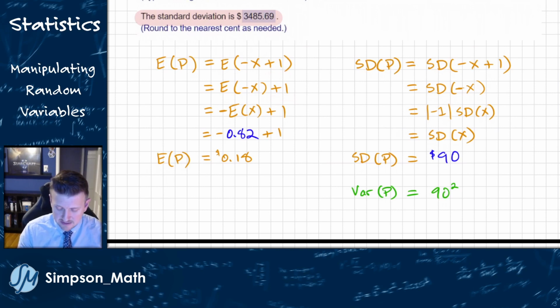And then this negative right here is really times a -1. So if I'm multiplying by a constant, I can just pull that out as multiplication. So I can really have just negative times the expected value of x plus 1. Well, what's the expected value of x? That's that $0.82 or 82 cents.